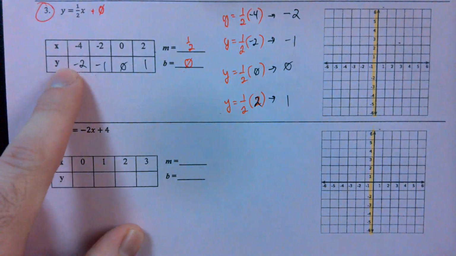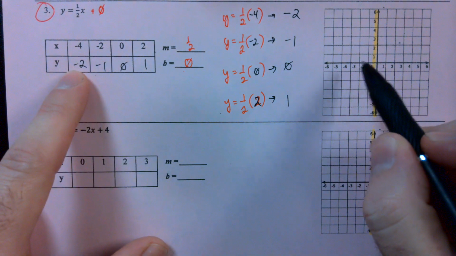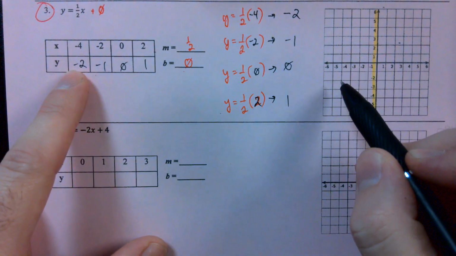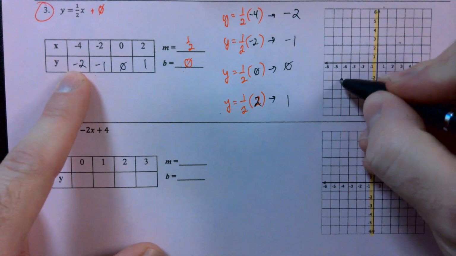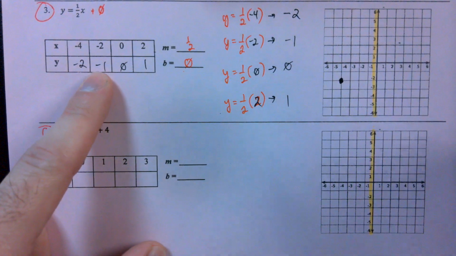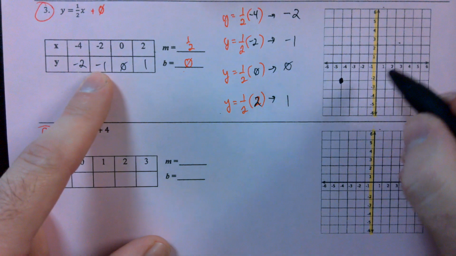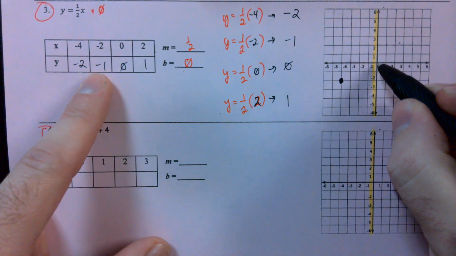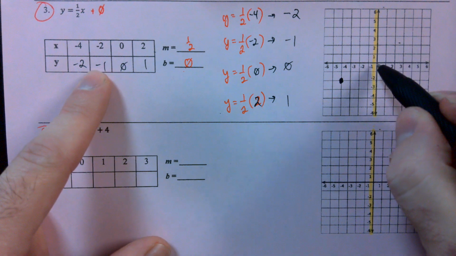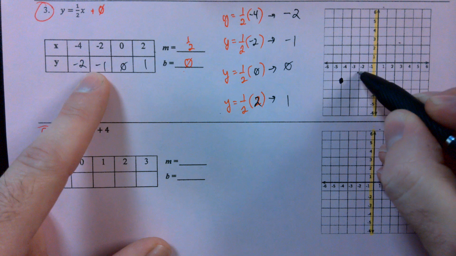Okay. So my first point here, -4, -2. I'm going to start in the middle. I go to -4 on the x, -2 on the y, and then I make my dot. Right? We feeling comfortable plotting points a little bit? No? I am. Good. I know I am. My next point, -2, -1. I start in the center. I go to -2 on the x, -1 on the y, and make a dot.